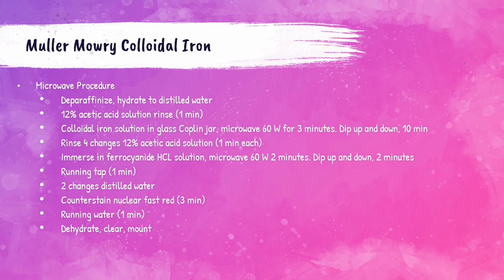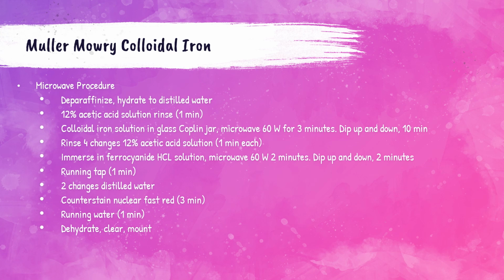Now, the previous one was the conventional procedure; this is the microwave procedure for the Muller-Maury stain. Again, you want to deparaffinize the tissue and hydrate to distilled water. It needs a 1-minute rinse in 12% acetic acid solution. Then there will be a colloidal iron solution in a glass Copeland jar. You want to put the sections in there, microwave at 60 watts for 3 minutes, and dip the slides up and down in the warm solution for 10 minutes. Then rinse in 4 changes of 12% acetic acid solution, each at 1 minute.